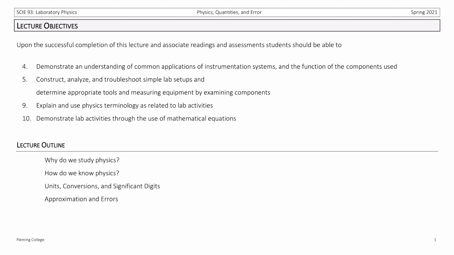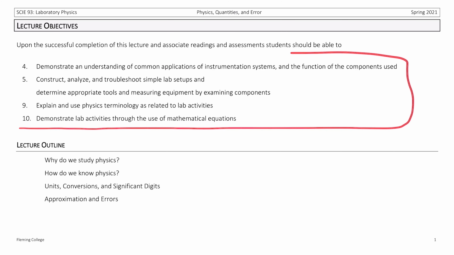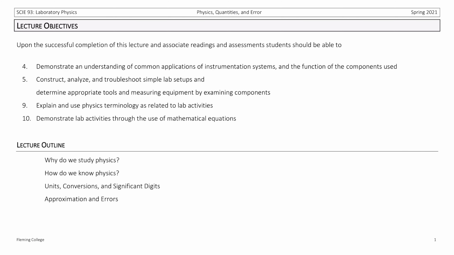For this semester, each lecture that we start will have a page like this. It'll outline our objectives for the lecture, which connects to the learning outcomes for the course, and we'll always have a lecture outline with a rough idea of what we are going to cover on this day. Today's lecture is on physics, quantities, and error. So we'll look at why do we study physics, how do we know the things we know in physics, we'll consider the units, conversions, and significant digits of measurements, and we'll finish with looking at approximation and errors.